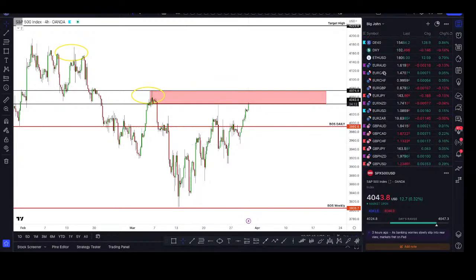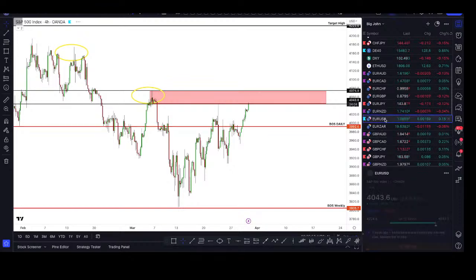Like I said, the best trade we caught last week was this one here. If you've got any other pairs, let me know as well. I'm going to check them out. Let me know, people. I'm going to check UK 100 in a second.